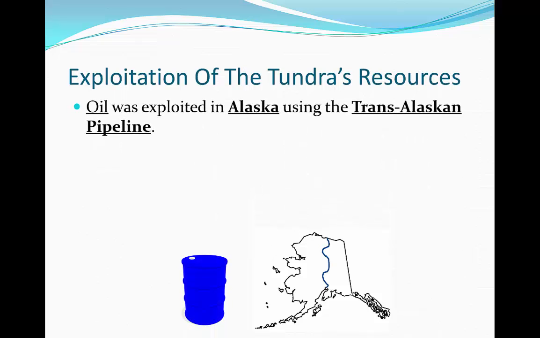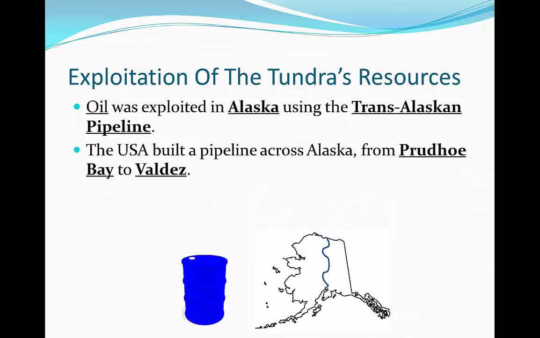Now, the TransAlaskan Pipeline was an example of the exploitation of the tundra's resources. As you can see, the massive pipeline was built from the south of Alaska all the way up to the north. And it was called the TransAlaskan Pipeline because it travels across Alaska. So it was built from firstly Prudhoe Bay, which is in the north end of Alaska, and it moved all the way down to Valdez. So in the north end of Alaska we have Prudhoe Bay, and the oil was then cultivated in Valdez.